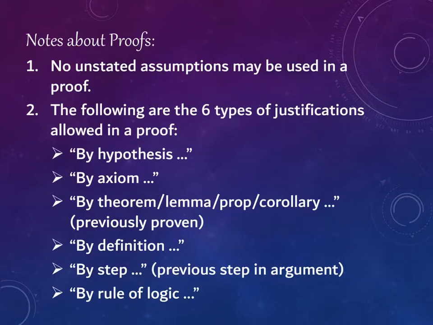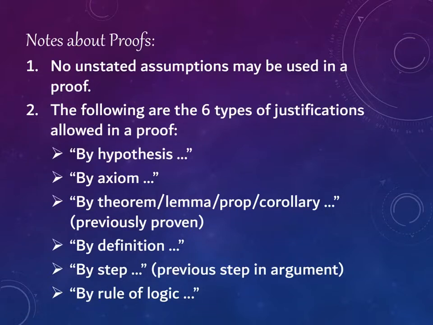By theorem, lemma, proposition, or corollary. That third one there is actually things that we've previously proven. So you're allowed to use that as a justification for why a statement would be true in your proof. A definition, obviously, is a good justification. The definition says that perpendicular means this, so now I have this fact about these perpendicular lines. A previous step in your argument, so by step number 2 or by a step above, something like that.